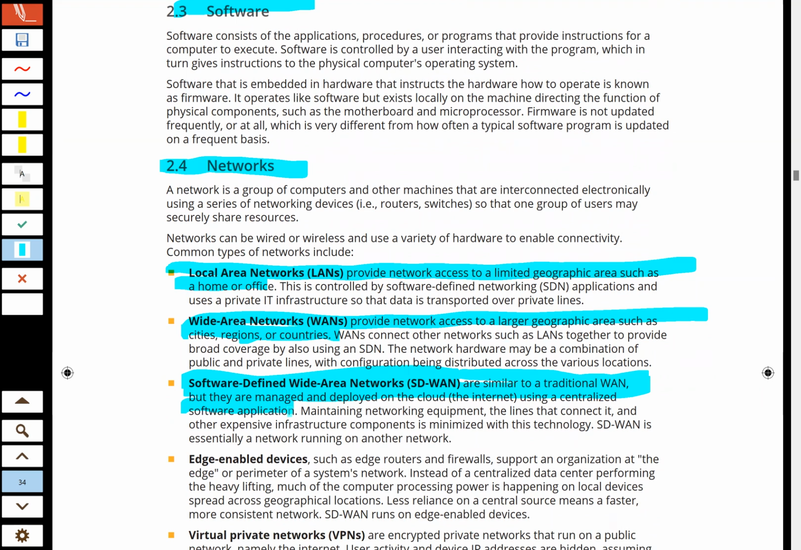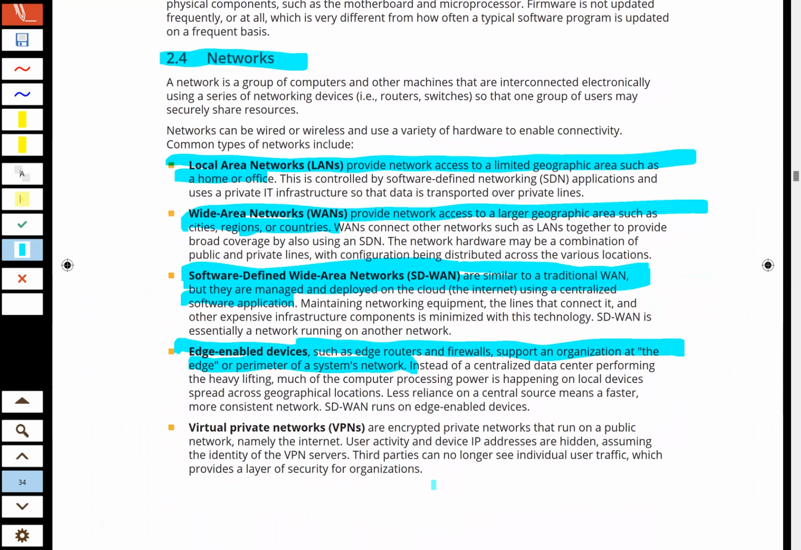I think you see this term, we use these kinds of things all the time, right? These days you access Word or whatever, not on your machine, but on somebody's cloud server, right? Okay. And then edge-enabled devices such as edge routers and firewalls support the perimeter of the organization's system. And then virtual private networks.